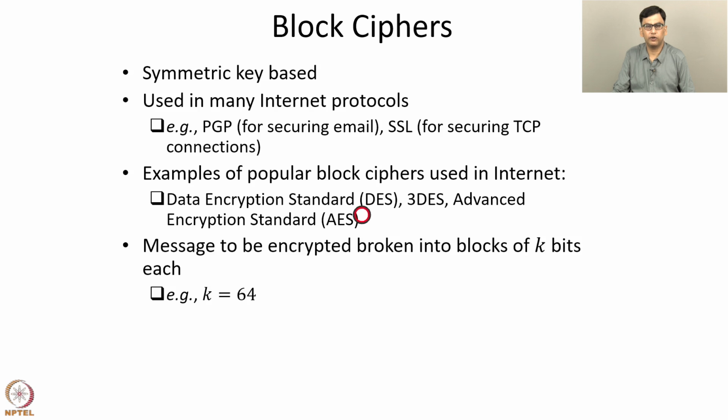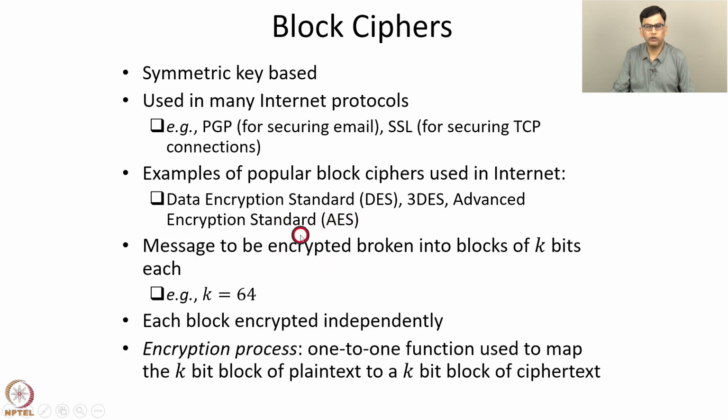The way a block cipher operates is as follows. The message to be encrypted is first represented using its binary representation as a string of bits. It is broken into blocks of k bits each. For example, k might be 64. Each block is encrypted independently. And for transforming a particular block of k bits, the encryption process is as follows. A one-to-one function is used to map the k-bit block of plain text to a k-bit block of ciphertext.